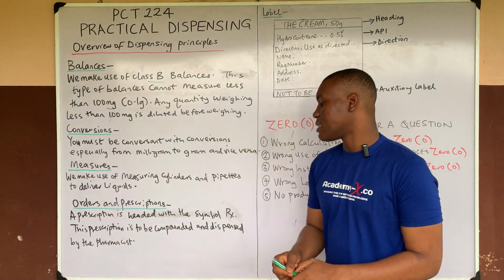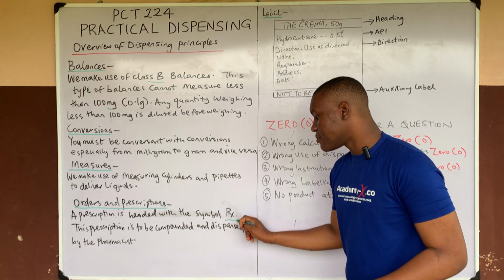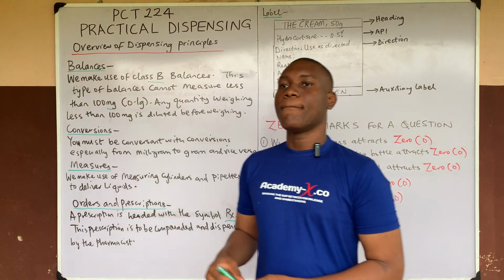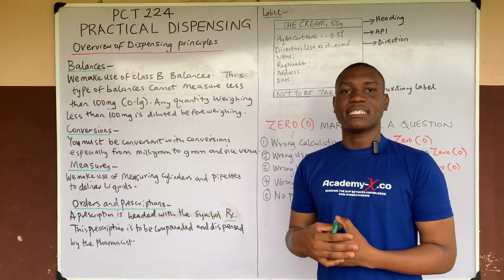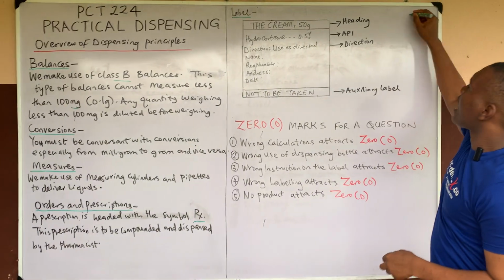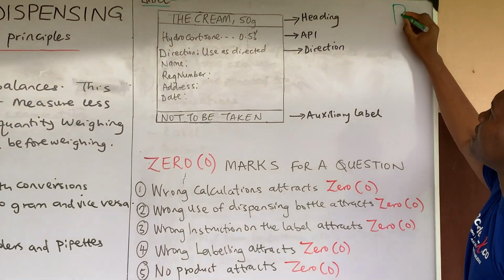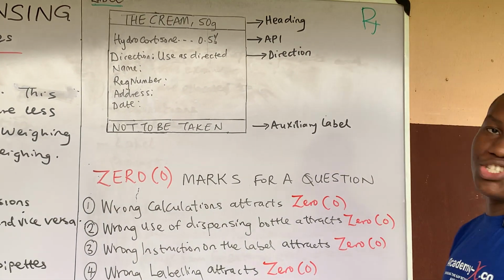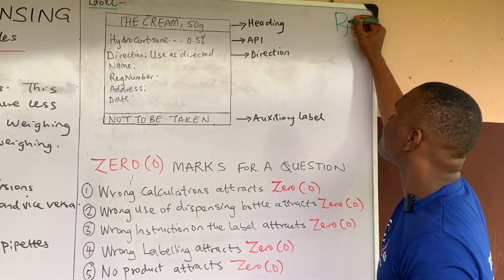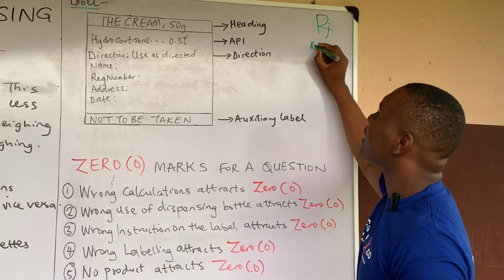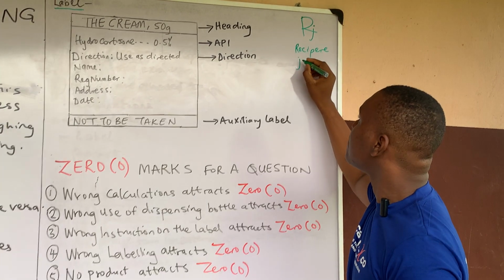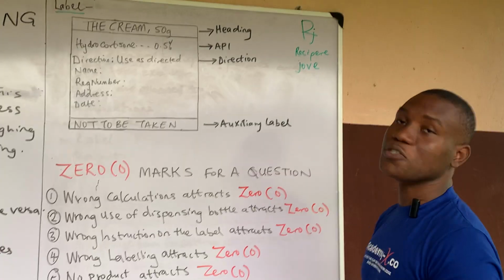So this prescription is headed by the symbol RX. So let me tell you a brief story of how RX came about. Now, RX is simply a combination of R and then small letter J, not really an X. It's R and small letter J. Now, R means recipe, and then J means Jove or Jupiter.